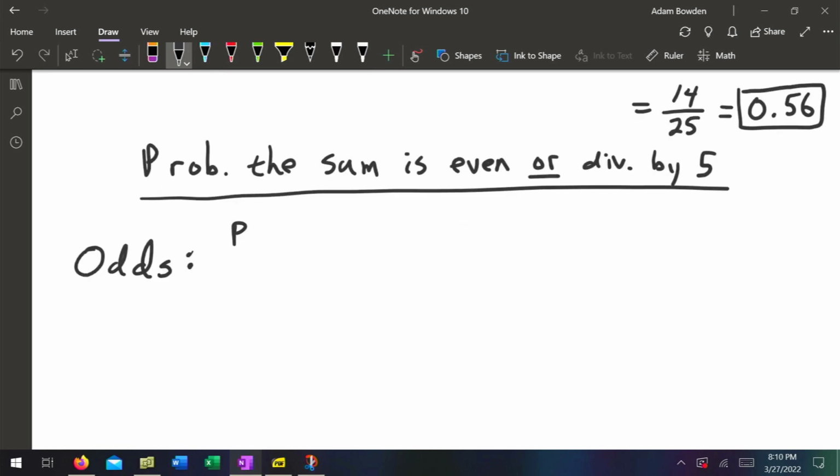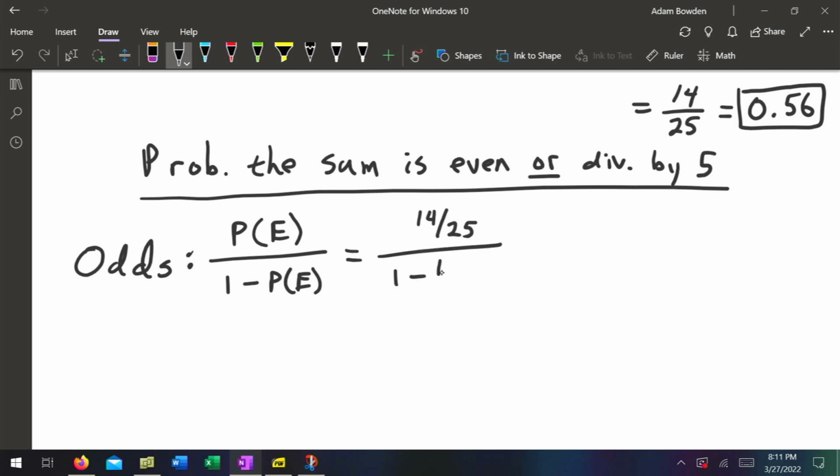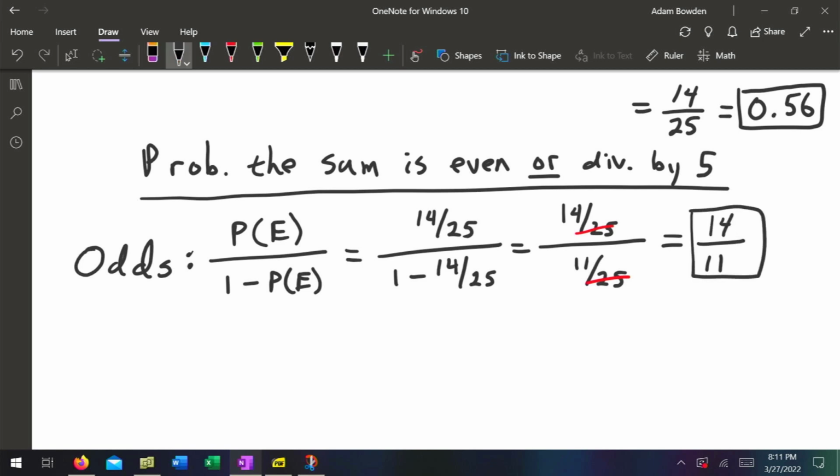Again, to do the odds, we take the probability of the event divided by 1 minus the probability of the event. So we go here 14 divided by 25 divided by 1 minus 14 divided by 25, which is 14 divided by 25 divided by 11 divided by 25. Again, you can cross out the same number, the 25, from top and bottom, and the odds, which are often represented only in the fraction, are 14 over 11, or 14 to 11 are the odds.